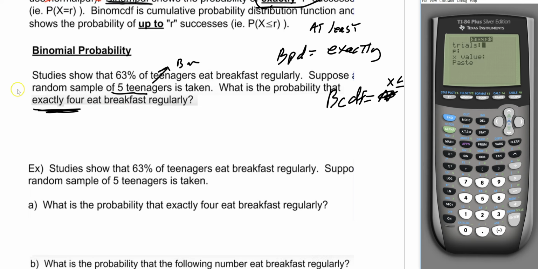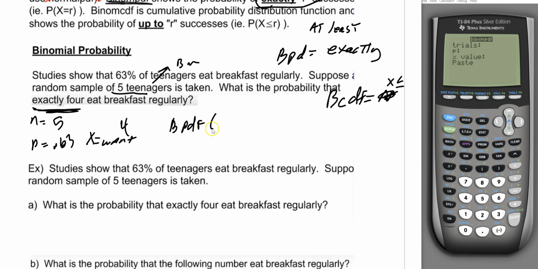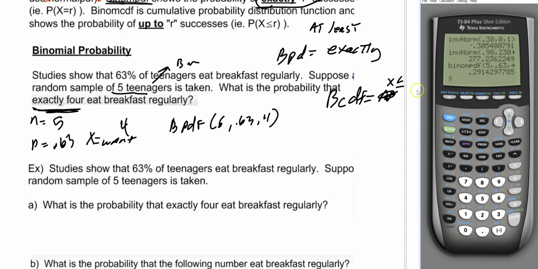So I need trials, p, and x, right? Trials is n, like how many do you have? P is your probability that it's going to be successful. And then x is the value you want. In this case, we want exactly 4 teenagers. And our total is 5 teenagers. And the probability of them eating breakfast regularly is 0.63. So you have all that information. If I was going to write it out on paper, I'd write binomial PDF to show my work, and I'd put 5, 0.63, 4. So I'm going to type that in. 5, 0.63, and then 4. Hit paste, hit enter, and you get your answer.